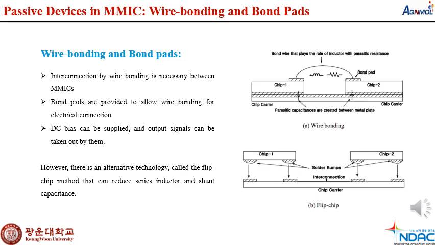Here interconnection by wire bonding is necessary between the MMICs. Bond pads are also provided to allow wire bonding for the electrical connection. The major characteristic is that DC bias can be supplied here and the output signal can be taken out through these wire bonds and bond pads. However, there is another alternative technology, recently researched at Princeton, called the flip chip method, that can reduce series inductance and shunt capacitance. This is all about the passive devices for MMIC technology.